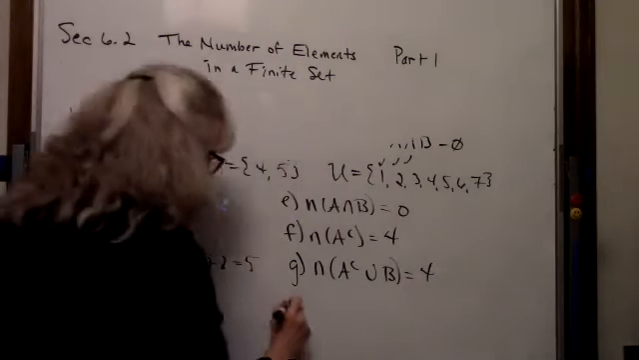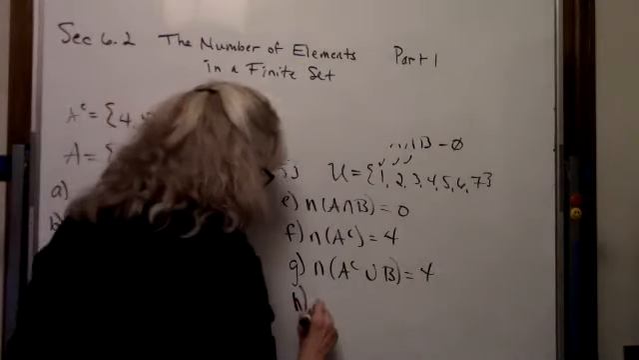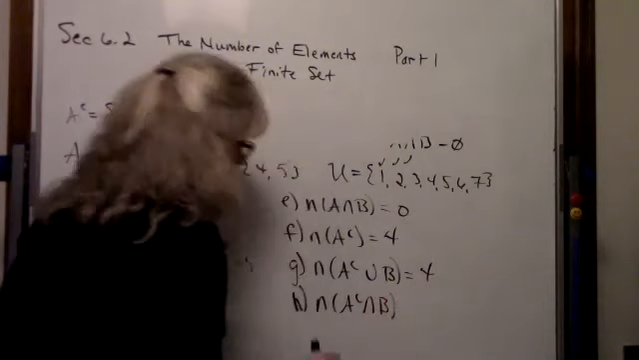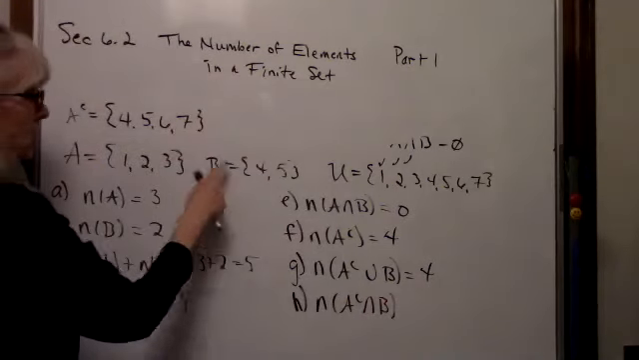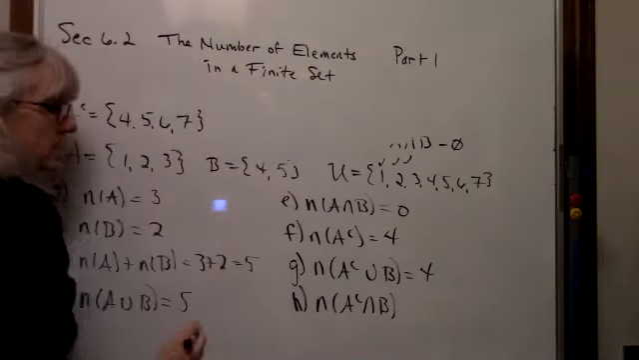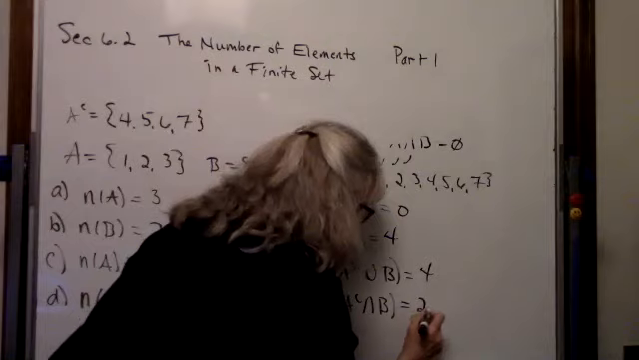And then finally, part H on that problem is asking us to find the number in A complement intersected with B. So here's A complement, here's B. What do they have in common? Well, the 4 and the 5 are in both. That's their intersection. And that is 2 elements.